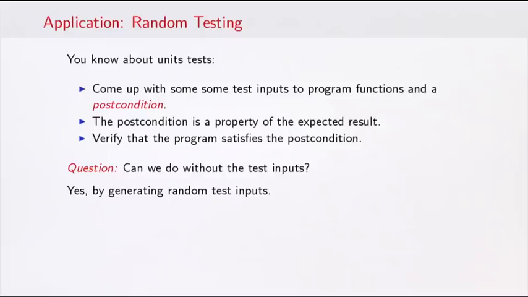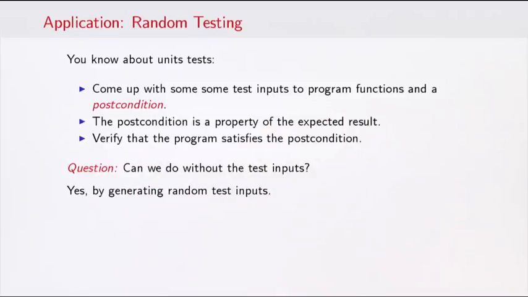An important application of random value generators is random testing. So you know about tests, in particular unit tests. There the idea is you come up with inputs to a program function or a set of program functions, and then you have an assertion or a postcondition that should hold when these functions are run on the input. So the postcondition is a property of the expected result. And then you run the tests to verify that the program satisfies the postcondition.